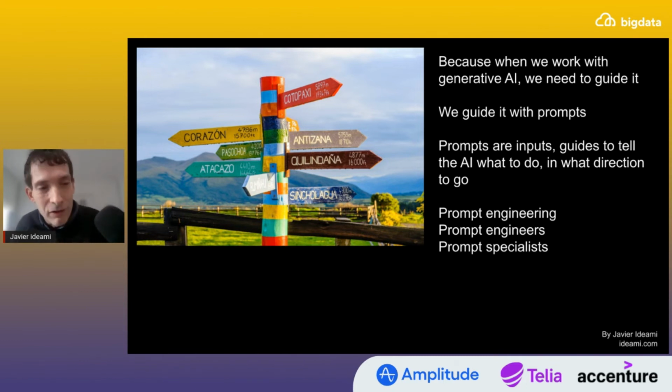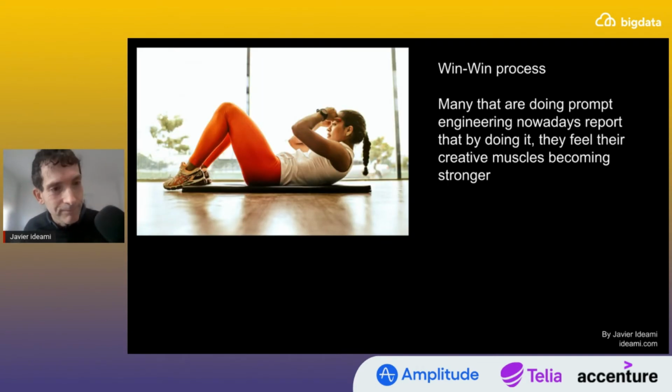Prompts are inputs, guides to tell the AI what to do, in what direction to go. And that's why we are also beginning the age of prompt engineering. And we will soon see a lot of prompt engineers and prompt specialists. And we will see books and courses. And this will become a very sought after role in the job market.